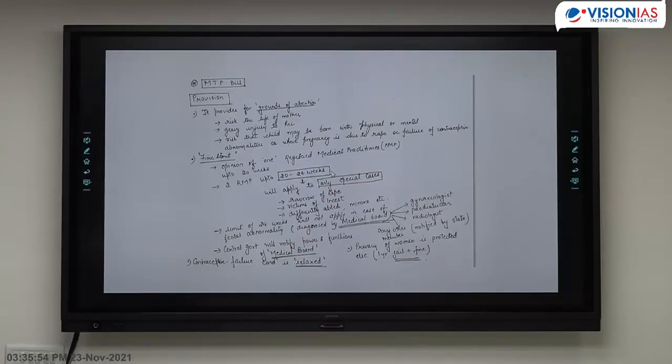Now it says that up till 20 weeks, the opinion of one registered medical practitioner is required, and these are the grounds for abortion. With respect to 20 to 24 weeks, two registered medical practitioners' opinion is required, and it will apply to certain special cases.